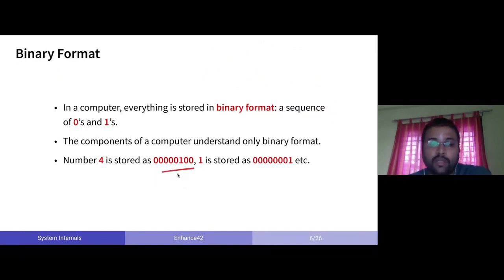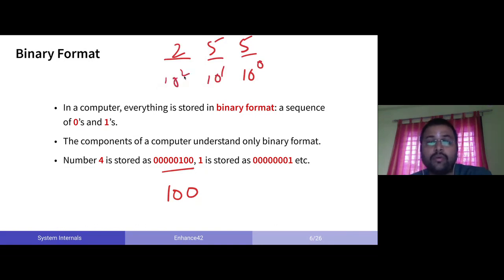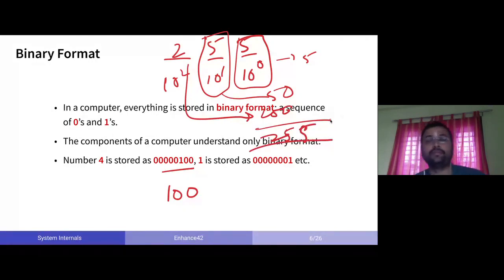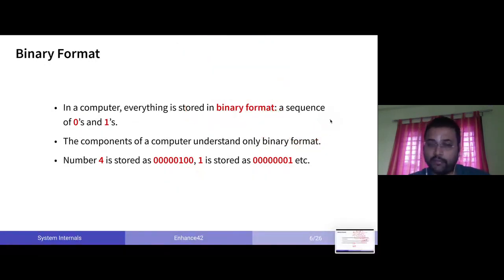So this one is 100. Normally if you have a number 255, it is 10 power 0, 10 power 1, 10 power 2. So it is 5 into 1, this is 5, this is 5 into 10, 50, this is 2 into 100, 200. So combined it is 255. This is how it happens on a decimal value.